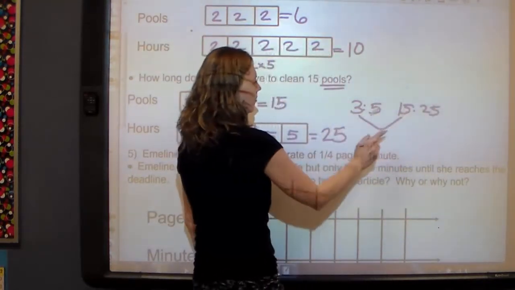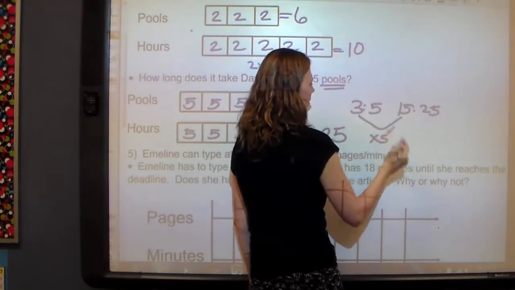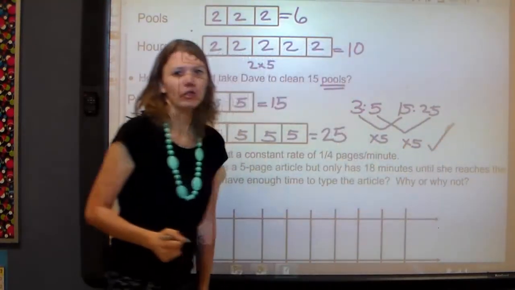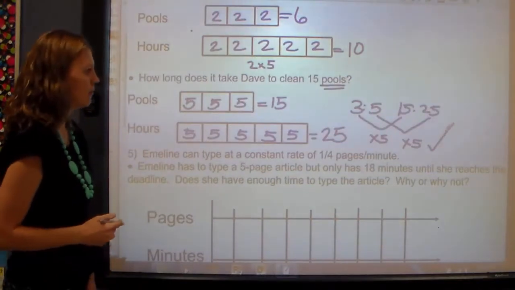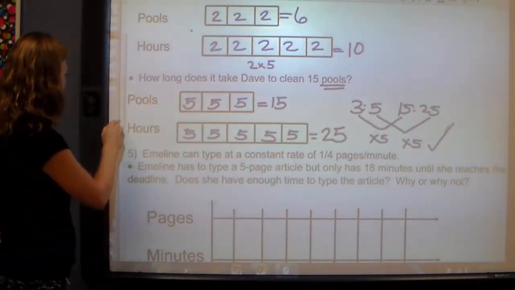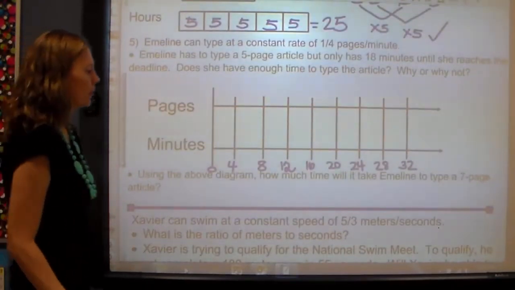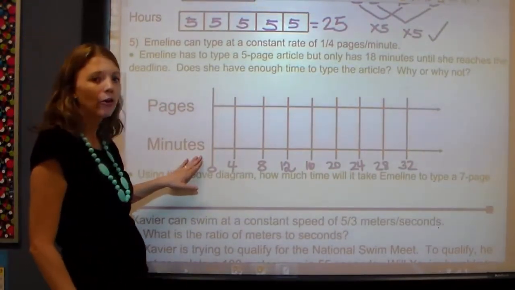To remind you that you need to multiply by the same thing. Here I'm multiplying by 5, and from here to here I'm multiplying by 5. So that checks. That's the check method if you didn't remember.